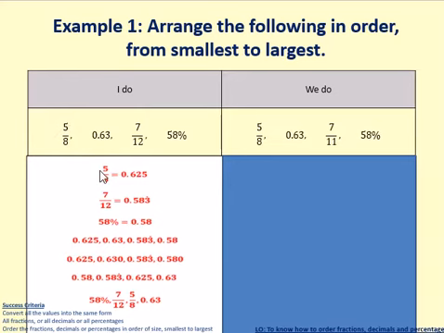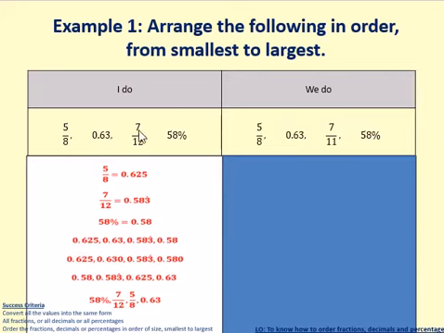So the easiest thing to do is actually to convert every single one of these into a decimal. So 5/8, well, we've done this in previous lessons, but to convert this to a decimal, we do 5 divided by 8 with our bus stop method. That would give us 0.625. So 5/8 is equal to 0.625. Next we have 0.63, which is already in decimal form. We can leave that alone.